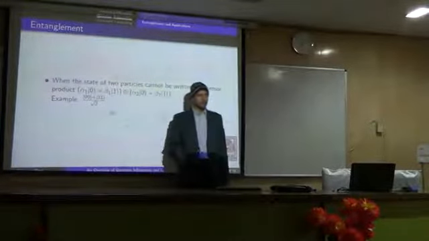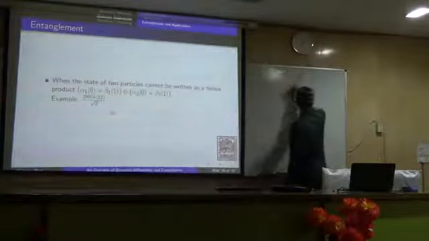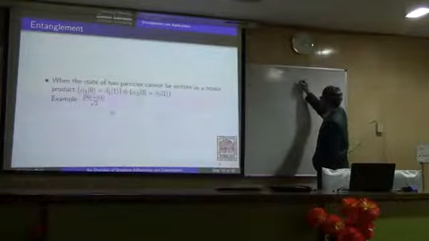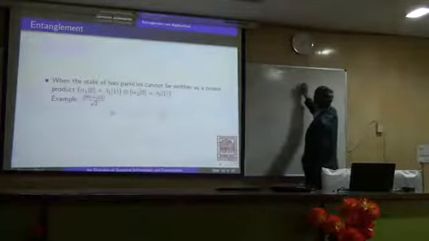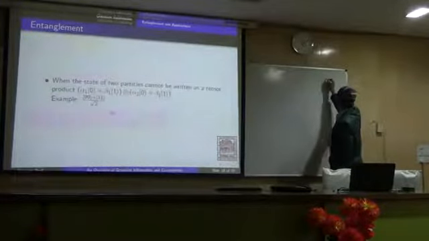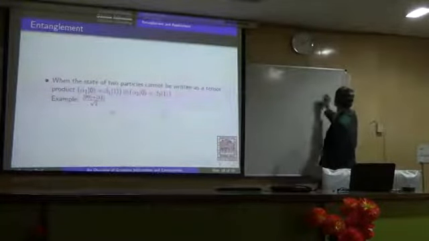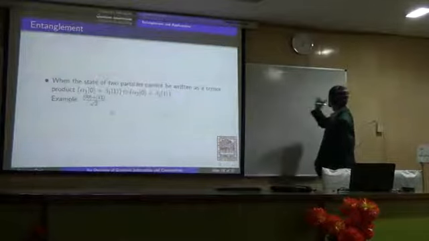All the terms are present, right? Now suppose the state is something like this. Say |0⟩|0⟩ plus |0⟩|1⟩ by root 2, just a short example. I am writing root 2 because I have to normalize it. Modulus square will be 1.